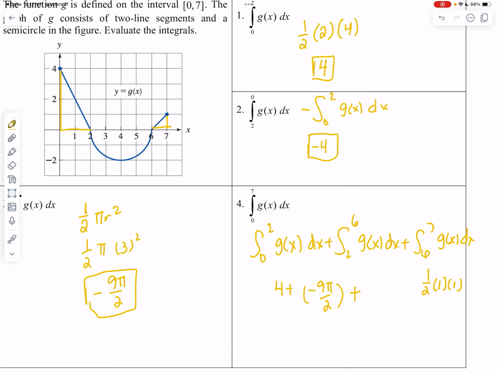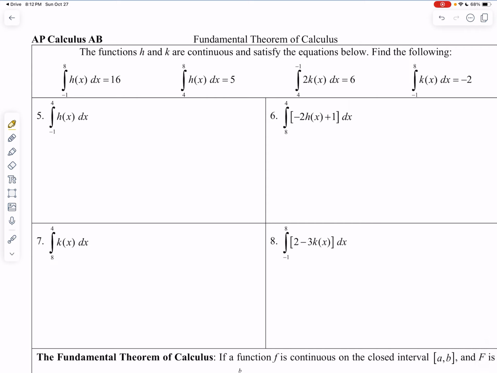All right. Looking at 5, 6, 7, and 8, where we are using properties again, I want to find the integral from negative 1 to 4 of h of x, given h of x right here. So a couple of things that we know. We know that from negative 1 to 8, the whole integral, that is going to be 16.